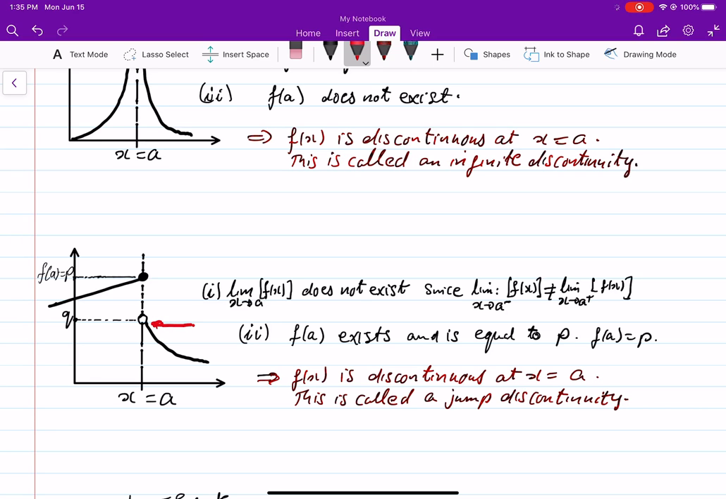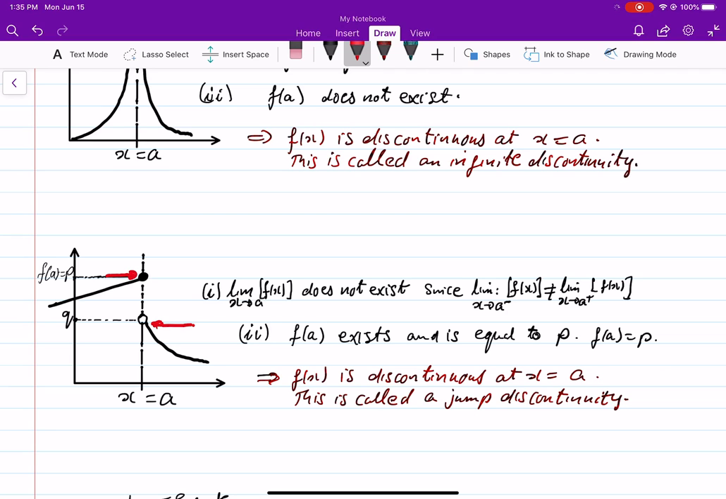And as x is approaching a from the right, you can see the function is approaching a different value. The function has to approach the same value from both sides of a, from the left of a and from the right of a, for the limit to exist. So by just observing the graph, you can tell that the limit doesn't exist, because you're approaching two different values from the two sides of a.